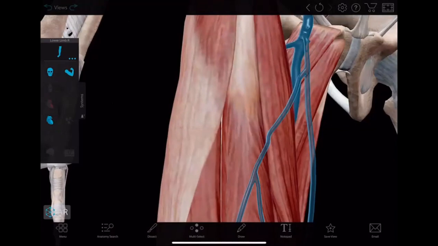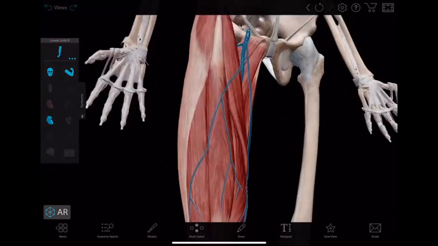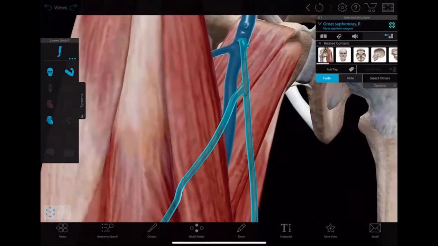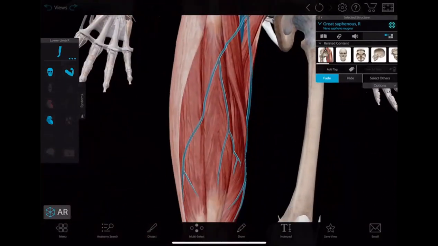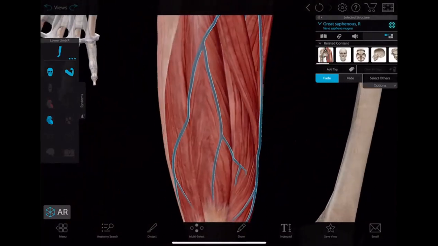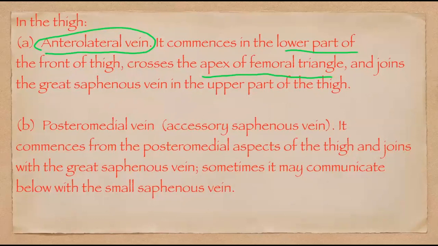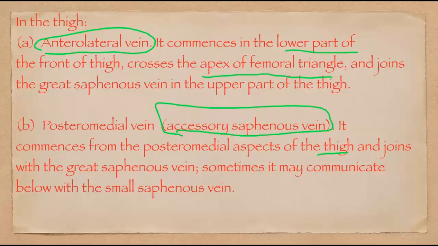You see this. So you see this one, that is the saphenous vein. Okay, so this is emptying into the saphenous vein, right? Anterolateral vein, right? And posteromedial vein, also called as accessory saphenous vein. It commences from the posteromedial aspect of the thigh, joins with great saphenous vein. Sometimes it may communicate below the small saphenous vein.